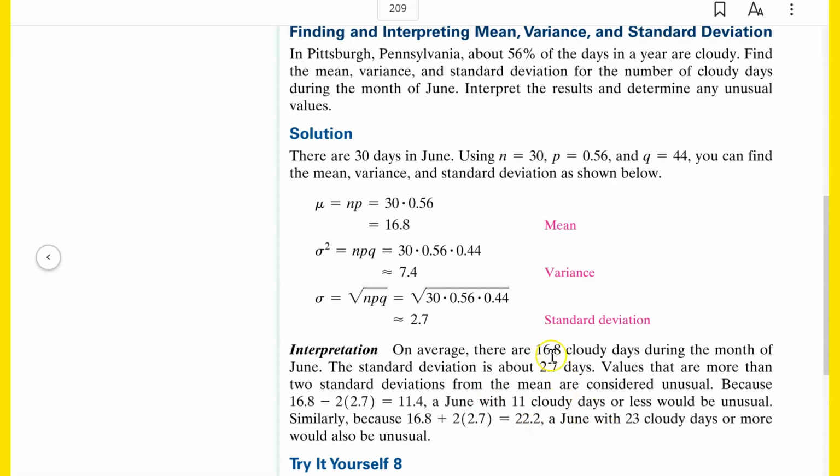You also go the other way. You say 16.8 minus 2.7 minus another 2.7, which is 11.4. So any month of June that would have less than 11 cloudy days would also be unusual.